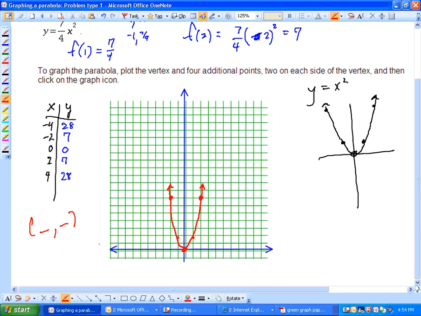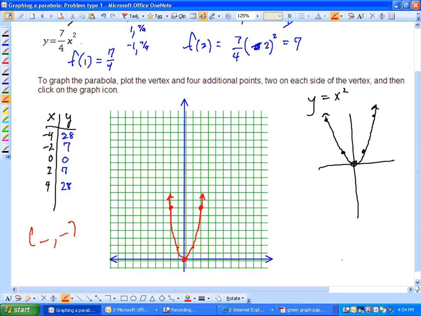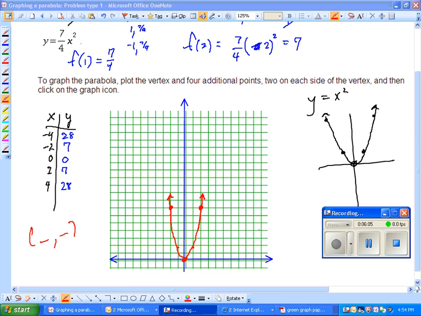So on that, all you have to do really is just make a chart and graph it. Yep. So that's it.